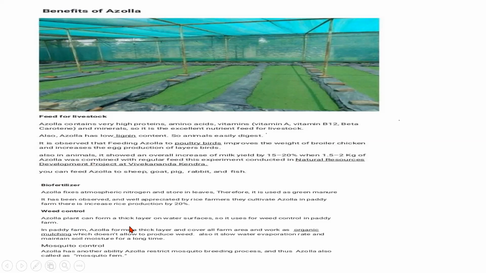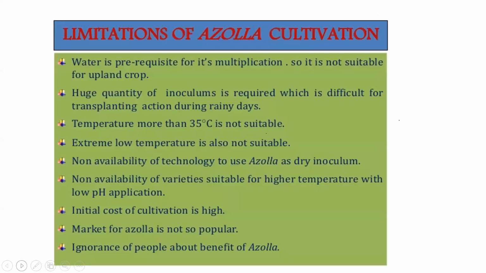Azolla can form a thick layer on water surfaces, so other water plants cannot grow. So it is also used as a weed control mechanism in the paddy farm. For mosquito control, they have seen that azolla has another ability. It restricts mosquito breeding because it grows completely covering the aquatic area, the water. So there is no place for mosquitoes to lay eggs. They have seen that growing azolla controls the mosquito population. That is why it is also called mosquito fern.